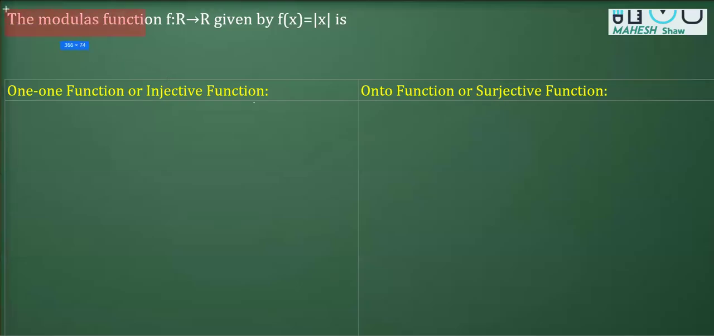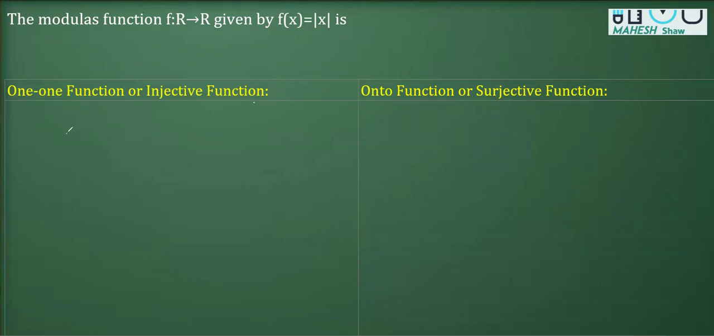In this question, we have a modulus function f from R to R. That is, the domain here is all real numbers, the range also being all real numbers, and the function is given as f(x) is equal to mod x. We have to check whether the function is one-one, that is its injectivity, or onto, that is its surjectivity. Now, let's start with one-one.